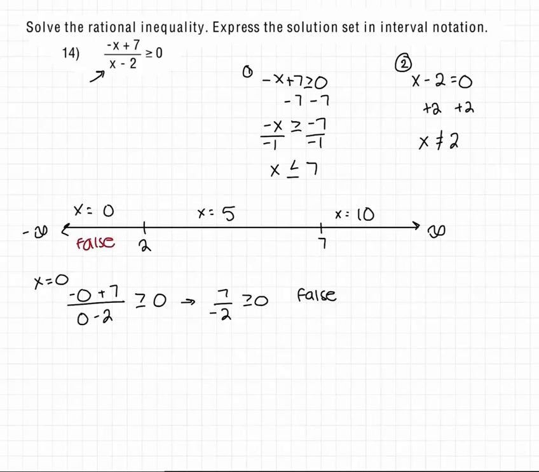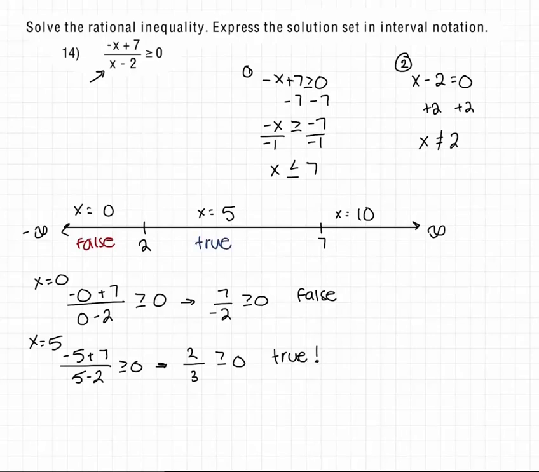Now moving on to our next number, x is equal to 5. We're going to be left with negative 5 plus 7 divided by 5 minus 2 is greater than or equal to 0. When we do the math, we're going to have 2 divided by 3 is greater than or equal to 0, and we know that this is a true statement.